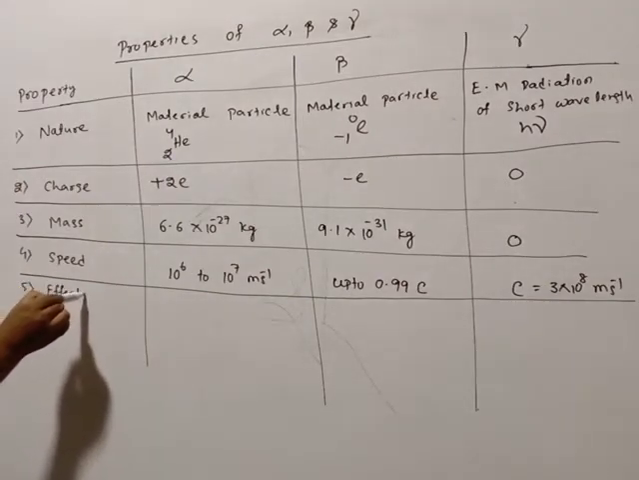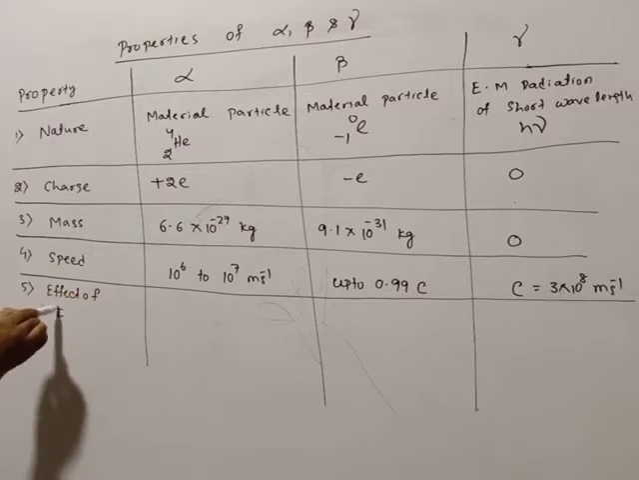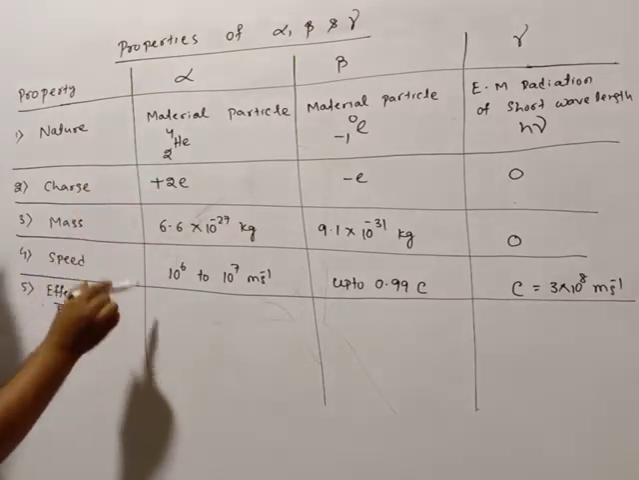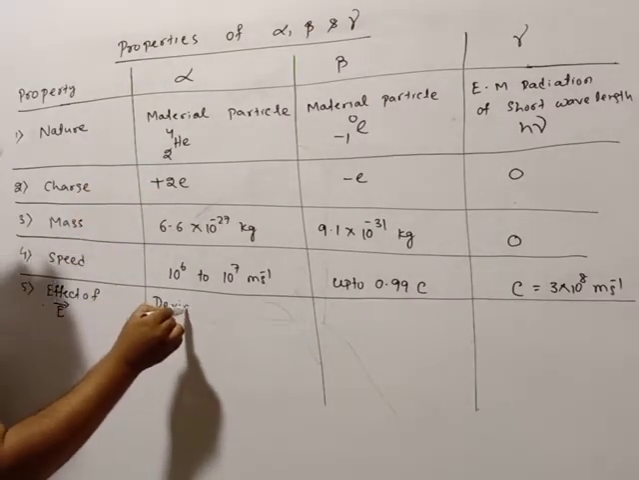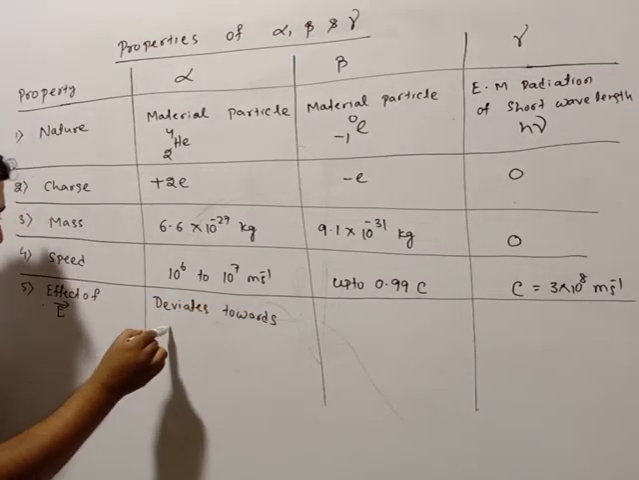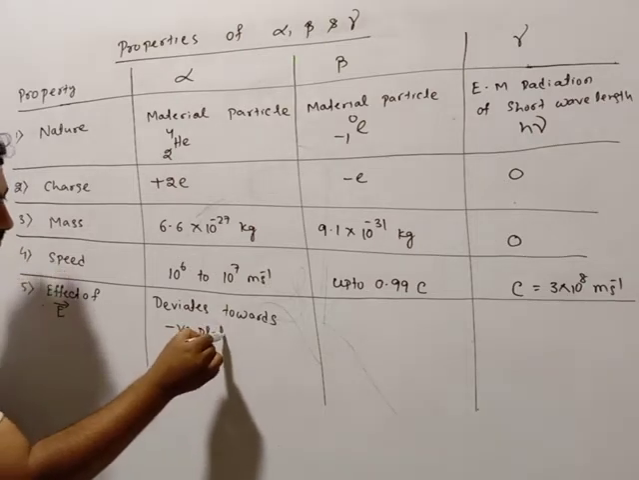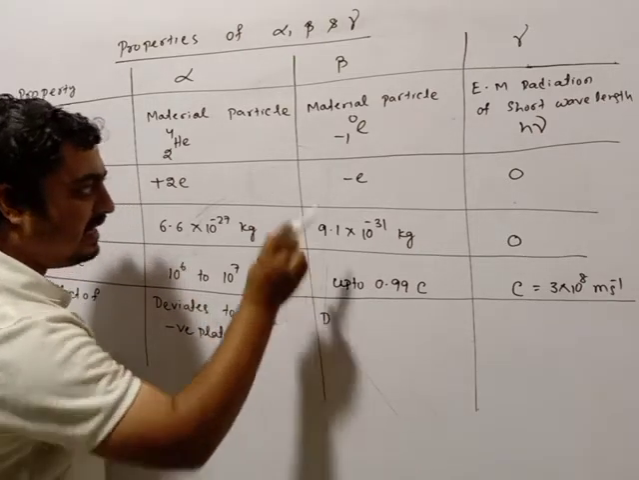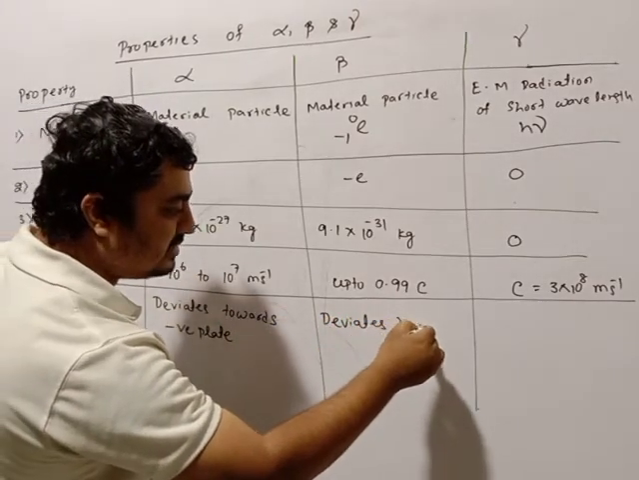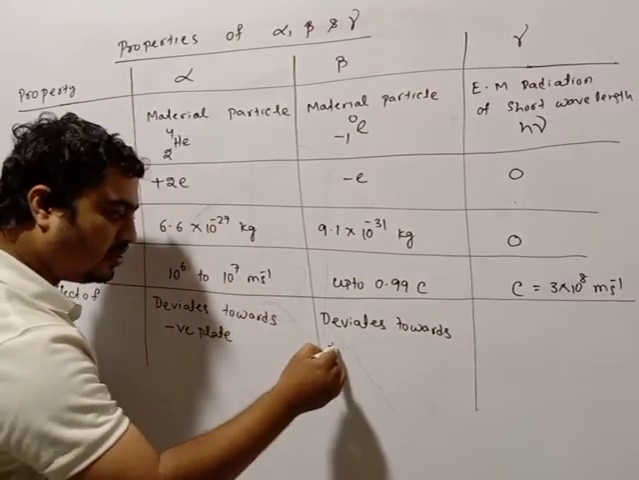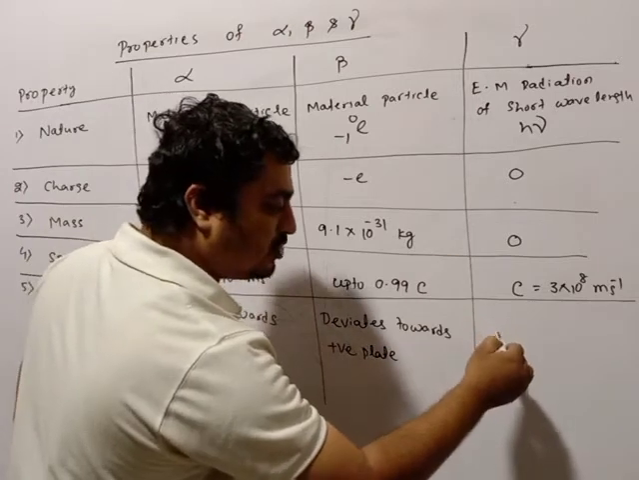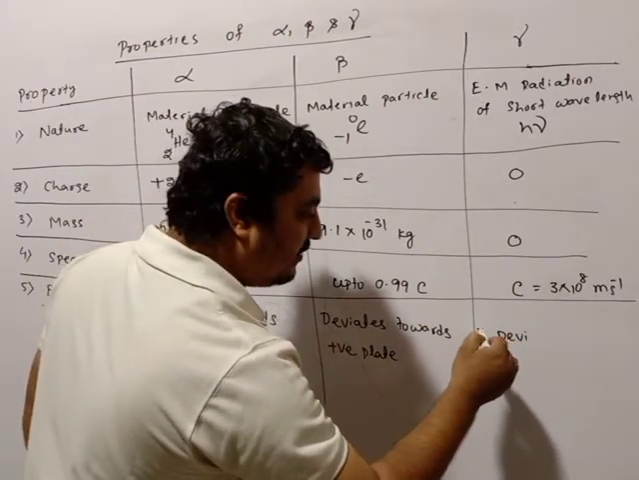Next one is effect of electric field. So, as alpha has positive charge, it deviates towards negative plate. Beta, it is negatively charged, so it deviates towards positive plate. And gamma, it is chargeless, so it has no deviation.